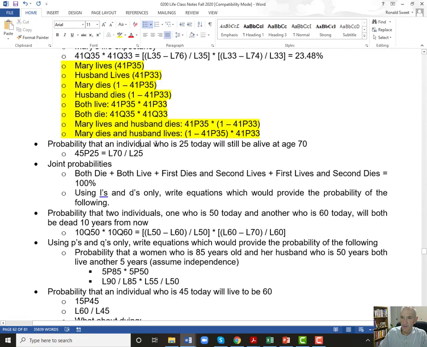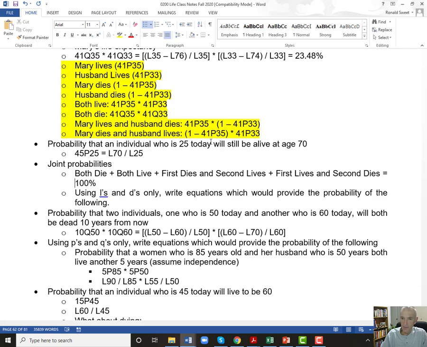What's the probability that an individual who is 25 today will still be alive at age 70? Here's where you can get confused. Is it 70 minus 25? Or 70 minus 25 plus 1? Or 70 minus 25 minus 1? It's real simple. You just subtract them. You don't have to make any adjustment. We'll get into that when we do the more complicated problem. So 70 minus 25 is 45. The probability for an individual who's 25 today is 45p25, or L70 over L25.